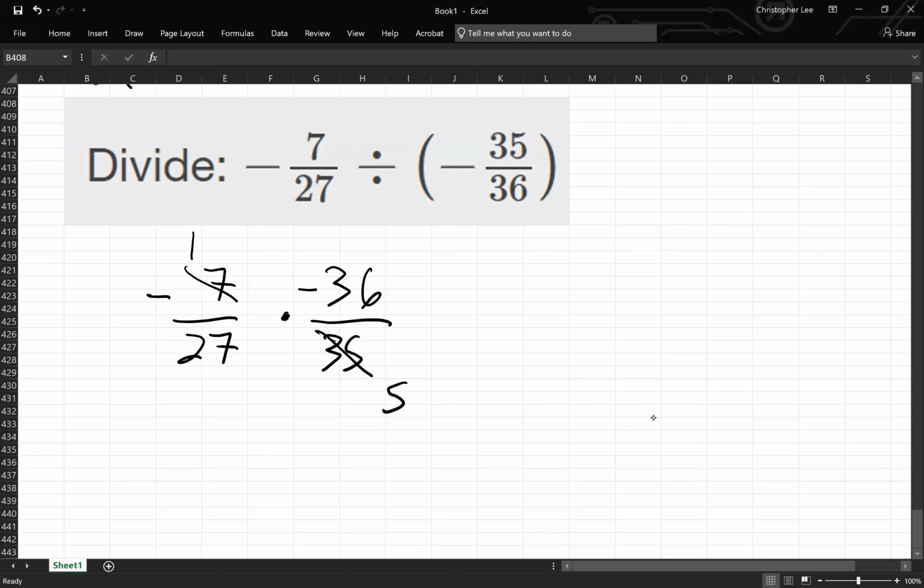And then we could do, let's try 3. 3 goes into 27 nine times. 3 goes into 36, I think 12 times, right? Could do another 3. 3 goes into 9 three times. 3 goes into 12, I think 4 times. And just multiply straight across. A negative times a negative is a positive, and then this is 4/3 times 5, 15.